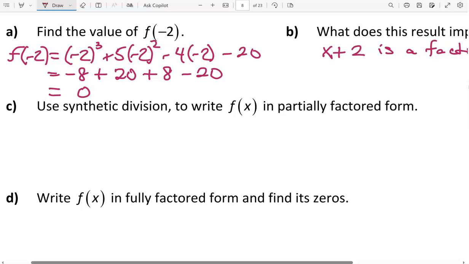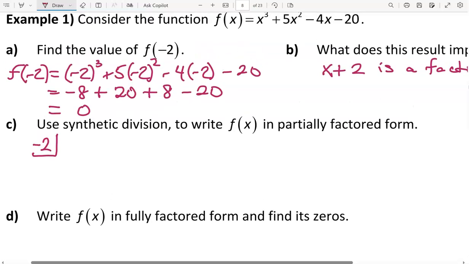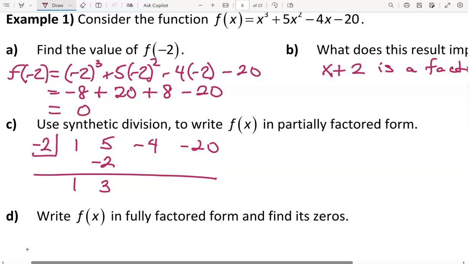So let's use our synthetic division now to write this in partially factored form. We're going to divide by x plus 2, and we're going to divide into f of x equals 1x cubed plus 5x squared minus 4x minus 20. And we are expecting a remainder of 0. So bring down the 1, times negative 2 is negative 2. Add that column, that's 3, times negative 2 is negative 6. Add that column, that's negative 10, times negative 2 is positive 20, and we do get a remainder of 0.